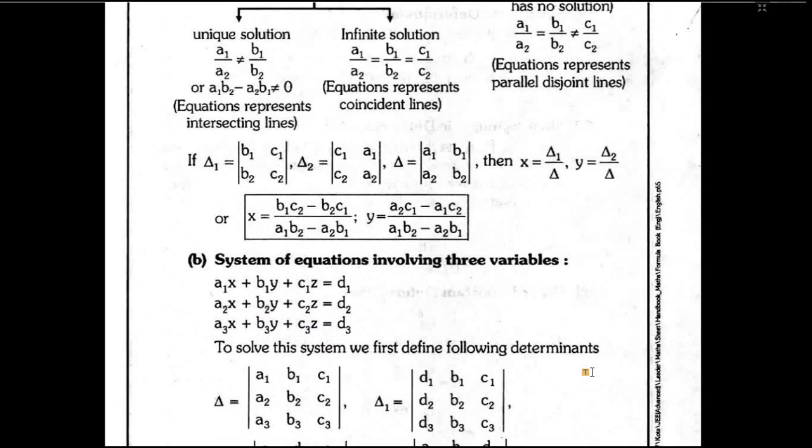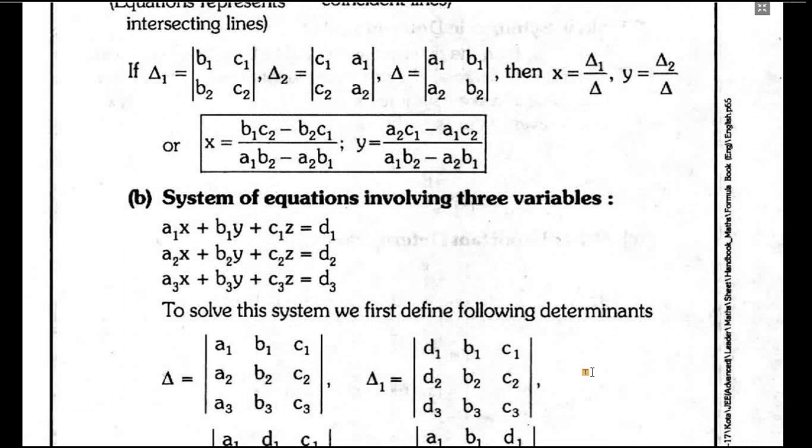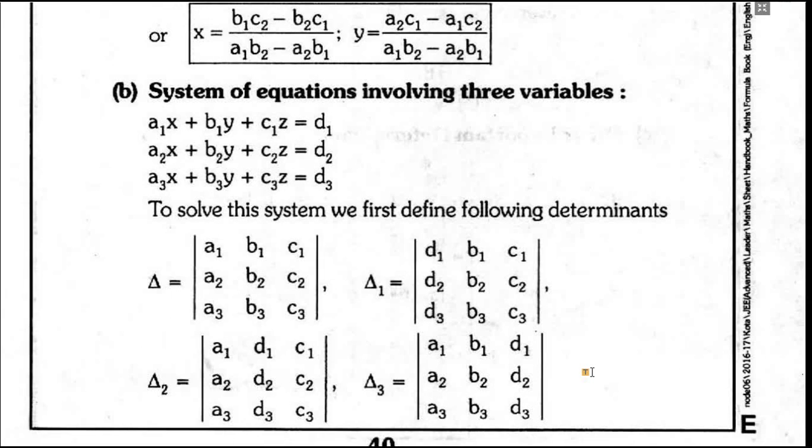Now the system of equations involving three variables: a1x plus b1y plus c1z equal to d1, a2x plus b2y plus c2z equal to d2, a3x plus b3y plus c3z equal to d3. To solve this system, first define the following determinants. Delta is the determinant of the coefficients of x, y, z: a1, a2, a3, b1, b2, b3, c1, c2, c3. For delta 1, replace the first column with d1, d2, d3. For delta 2, replace the second column with d1, d2, d3. For delta 3, replace the third column with d1, d2, d3.